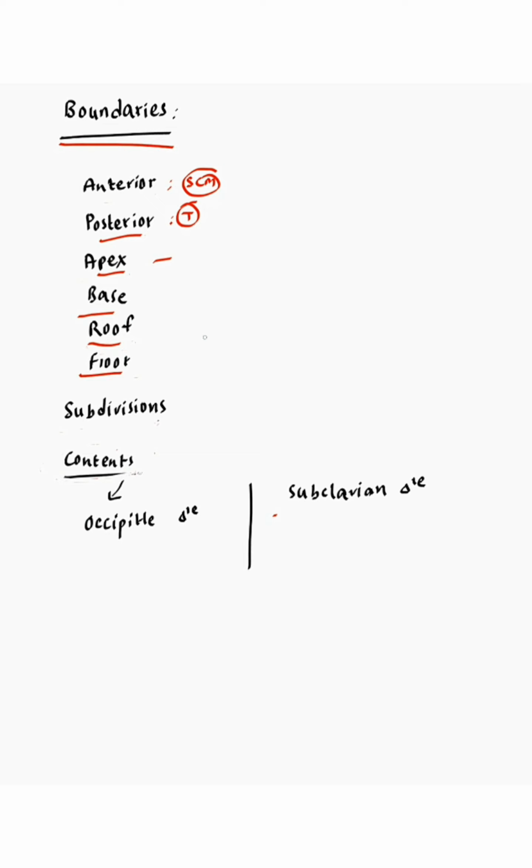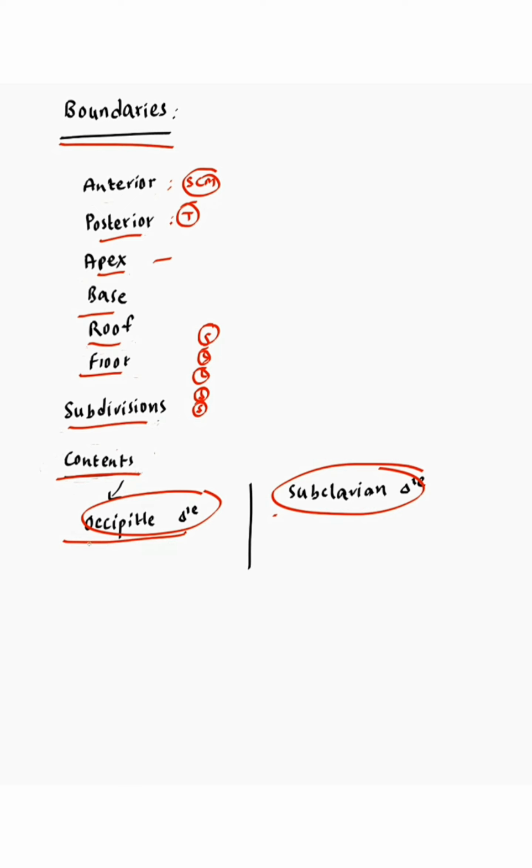Floor, the muscles forming the floor from above downwards are semispinalis capitis, sometimes splenius capitis, levator scapulae, scalenus medius, scalenus posterior. Subdivisions: it is subdivided into occipital triangle and subclavian triangle by inferior belly of omohyoid. Contents in the occipital triangle: arteries, occipital artery, transverse cervical artery. Veins, transverse cervical vein. Nerves, four nerves, spinal accessory nerve, C3, C4 fibers, four cutaneous branches of cervical plexus, dorsal scapular nerve. Lymph nodes, occipital lymph nodes.